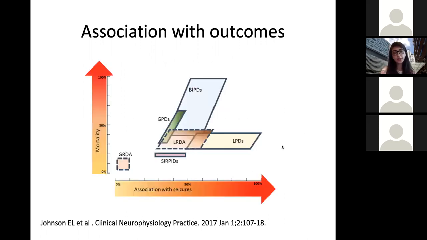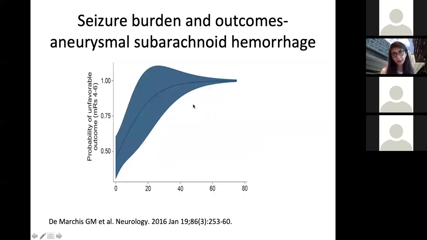And this is just a summary, again, of many small studies that have looked at the association with outcomes. Similar to the prior data with regards to seizures and secondary brain injury, generalized rhythmic delta activity is not significantly associated with worse outcomes. However, the other patterns, lateralized periodic discharges and rhythmic delta activity, as well as generalized periodic discharges, not only have a higher association with seizures, but are also associated with a greater risk for mortality and worse functional outcomes.